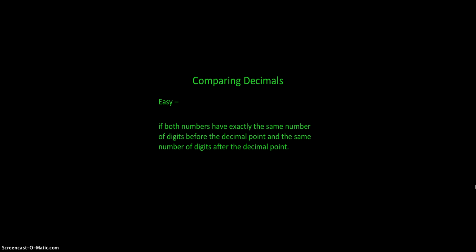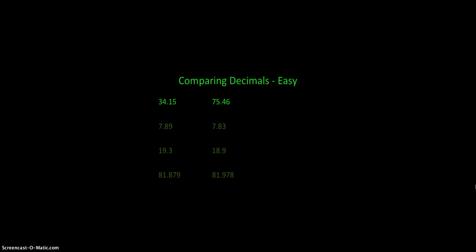It is most easy if both numbers have exactly the same number of digits before the decimal point and the same number of digits after the decimal point. When that's the case, all I need to do is look for the longer number. For example, the first comparison here is 34 and 1500ths, and I'm comparing it to 75 and 4600ths. If I was putting these numbers totally into hundredths, the first one is 3,415 hundredths, the other is 7,546 hundredths. Obviously, the first one is less than the second.